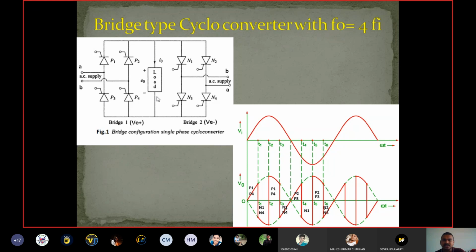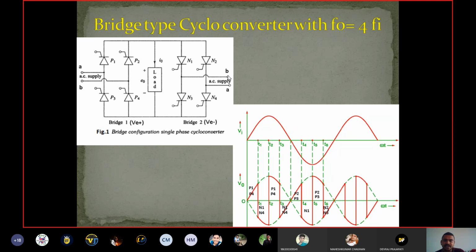Okay, so in this condition current is flowing from C to D, that is the positive. So we are getting the positive output and the thyristors that remain on are P2 and P3. Now at the T4 instant we are making P2 and P3 off by force commutation, and we are giving the triggering pulse to which thyristors? N2 and N3. Okay, so N2 and N3 become on.